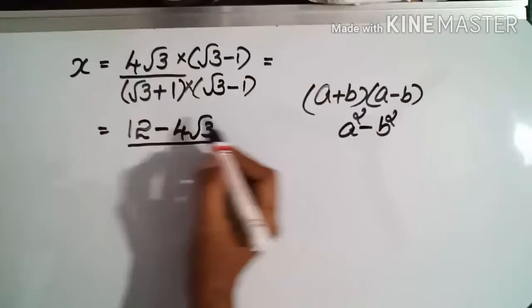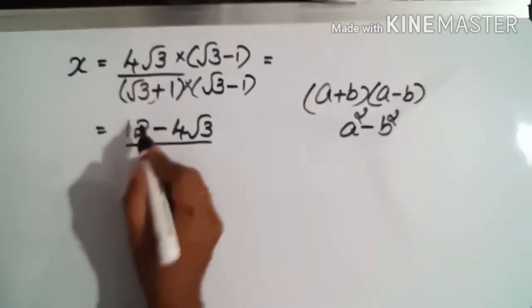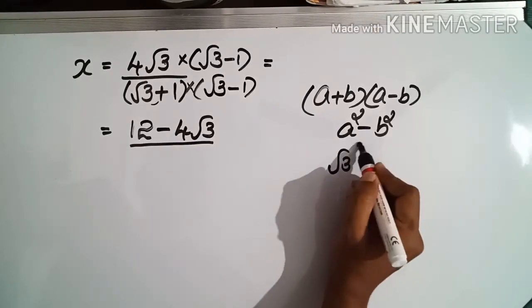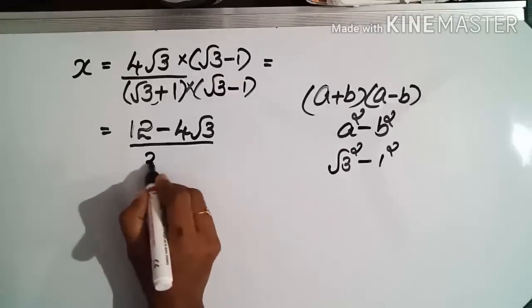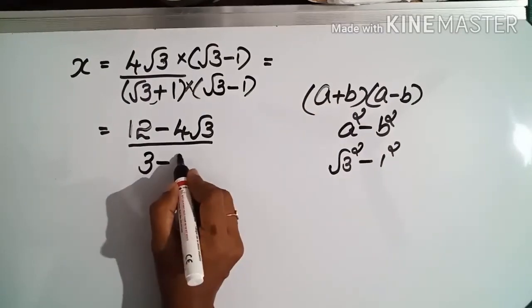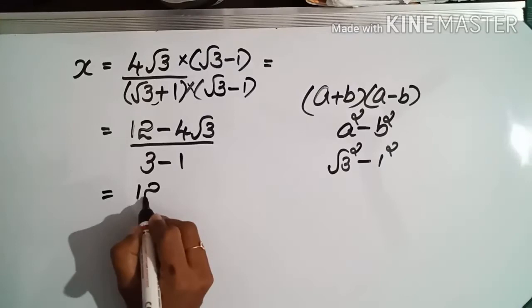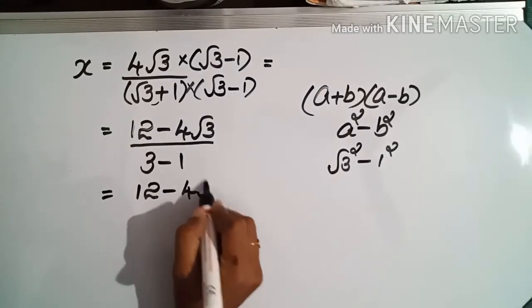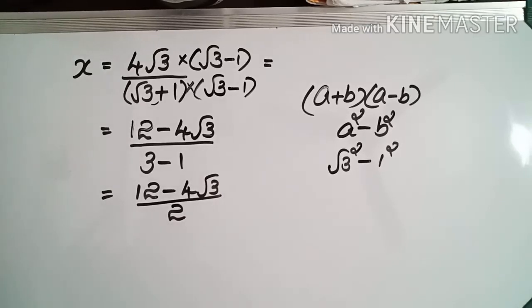So A square minus B square means, A is what? Root 3 here. So root 3 square minus 1 square. Root 3 square is 3, minus 1 square is 1. So here the final answer will be 12 minus 4 root 3, whole divided by 3 minus 1, which is 2. Like this you can write. Now x is the height.